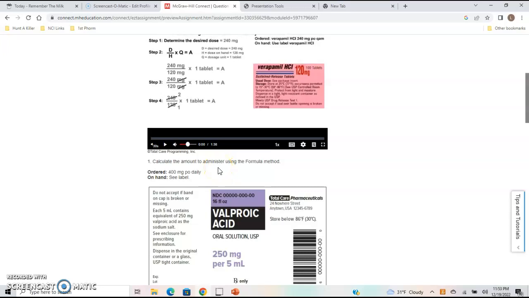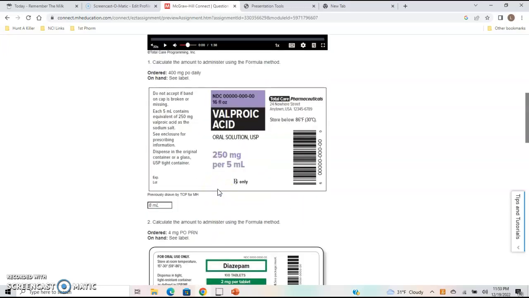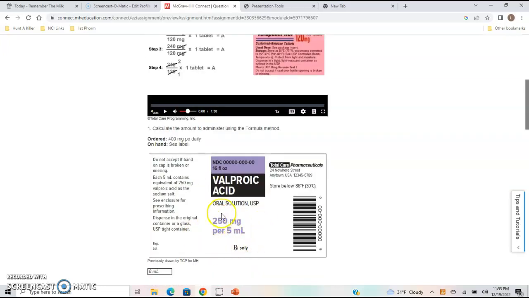And this isn't necessarily a proportion method, but we did say that it might be a good idea to use the proportion method when we have a volume, such as 250 milligrams per 5 mLs. So what you have ordered or what you need is 400 milligrams every day. So the question is, what are you going to give this patient if you know you have 250 milligrams for 5 mLs? So there's a couple different ways you could go about this.